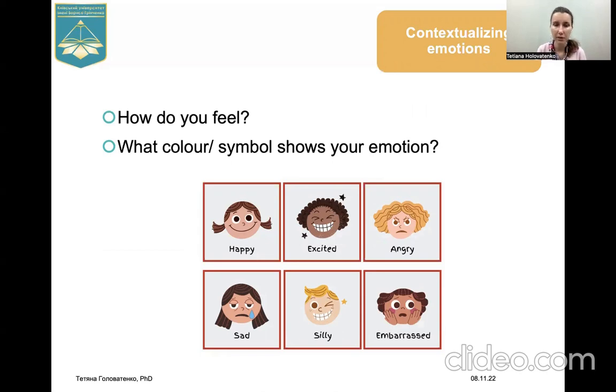And if they haven't learned this vocabulary, you can provide them some pictures, and then those pictures with smiley faces will help them identify some unknown vocabulary. You can scaffold it step by step this way. Also, you can ask them what color symbol shows that emotion, and this way they will revise other vocabulary, and then they will contextualize what they feel and what's around them.